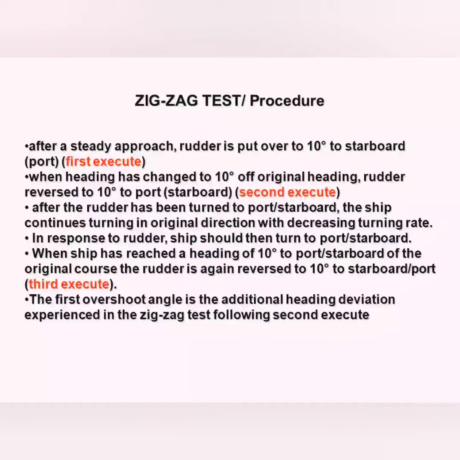The ship then starts to come back to its original course and then goes to the starboard side by 10 degrees. And right at that moment, the third execute is given, which is again giving 10 degrees of rudder to port. And this execute will give us the second overshoot angle.